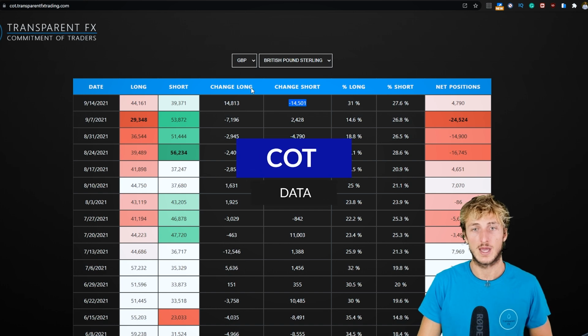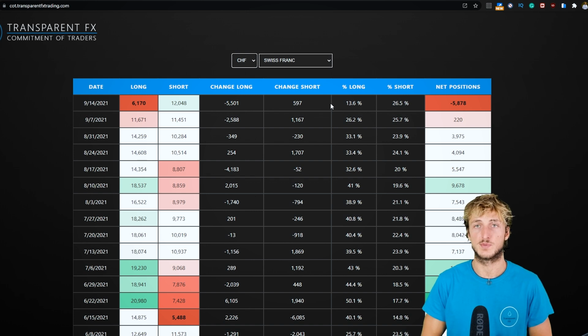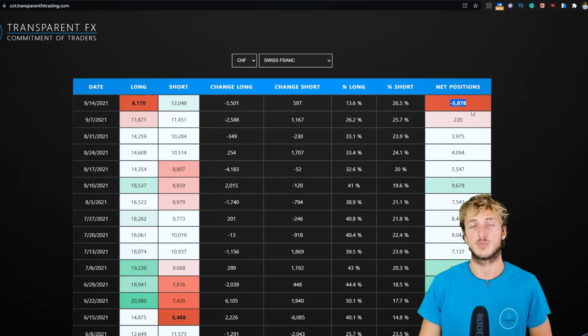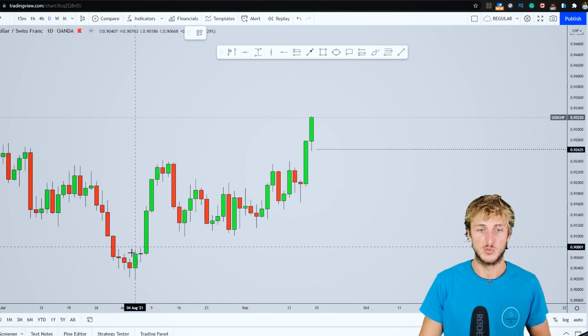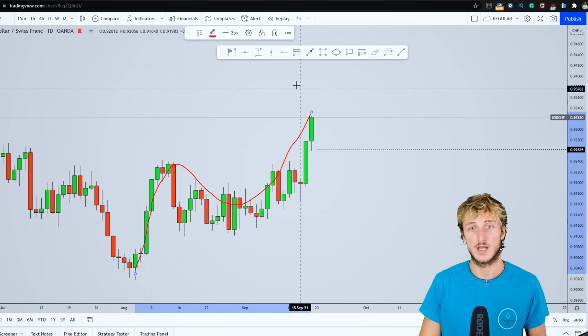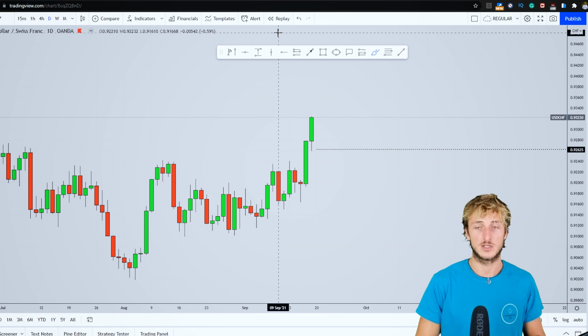Now, if we go and see what we have from a COT perspective, so commitment of traders, which is basically what hedge funds and the non-commercials in the market are doing, so what the smart money is doing, we can see how lately net positions have been dropping. With the last report, we can see 500 shorts getting added and 5.5k longs getting closed, which are making the CHF weaker. And that is exactly why we are seeing here this big move to the upside, because hedge funds are shorting the CHF, which means that they are longing USDCHF.